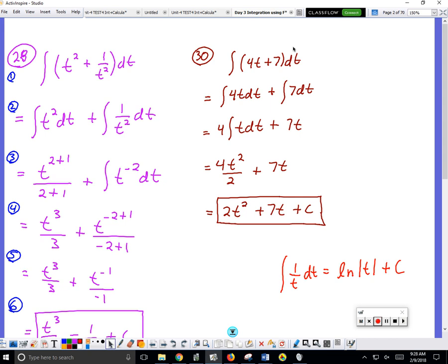Because the way they did it instead was, when this is 1, they just split it apart, because it's just two things added. If it's to the 2, you can't split it because it's being squared. They're not just being added, they're being added then squared, so you can't split that. You have to use the ax plus b rule. But here, just split it apart. Okay, the 4 comes out. This is t to the first, so this becomes t squared over 2.